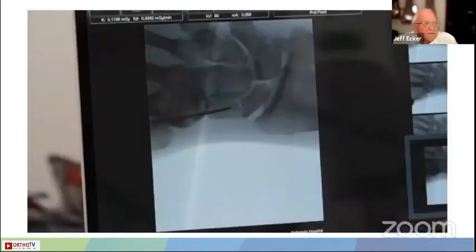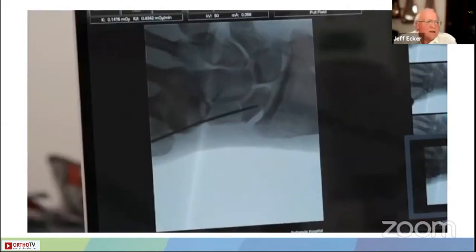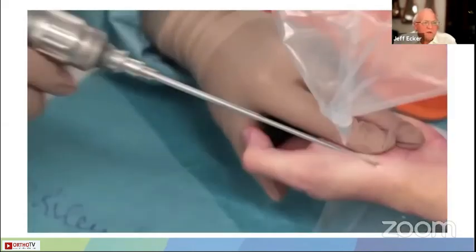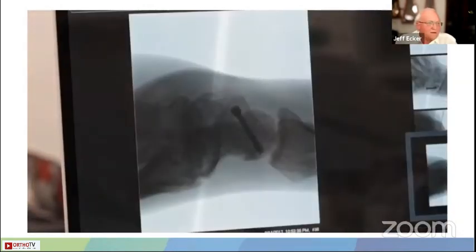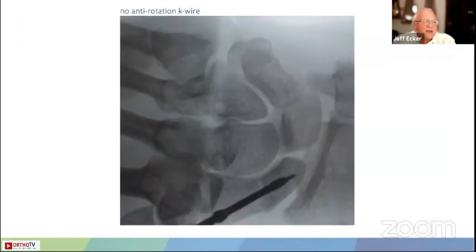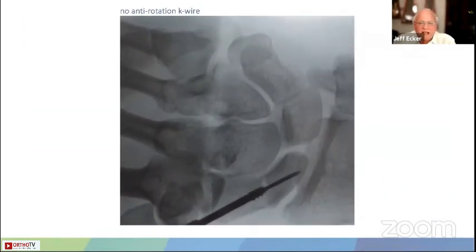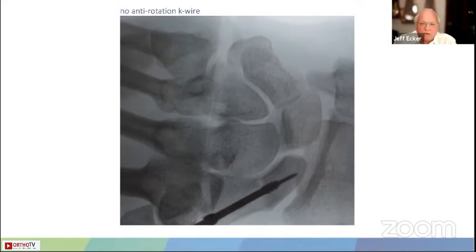Here's one without an anti-rotation K-wire. K-wire is inserted and we're using a power screwdriver simply to put the screw in. This is interesting. Watch how this carpus reduces as the scaphoid is fixed and the proximal pole is compressed on the distal pole.